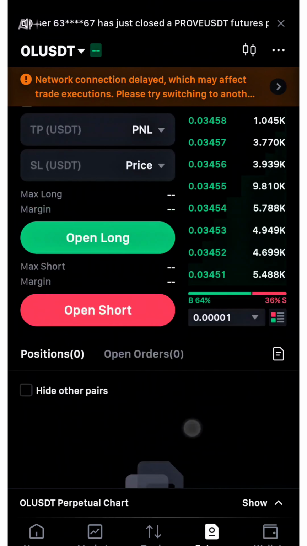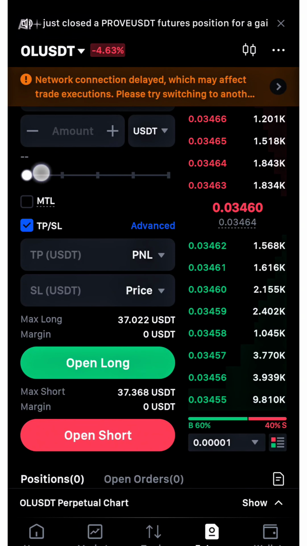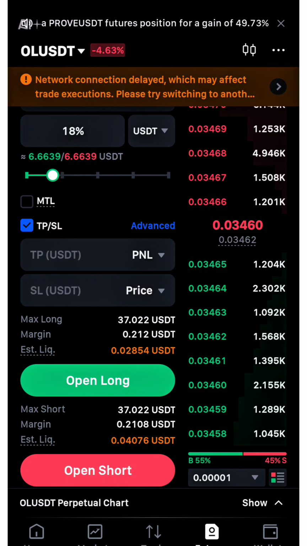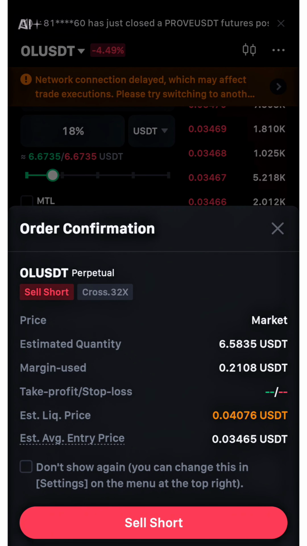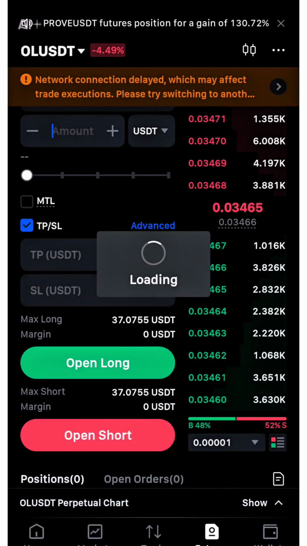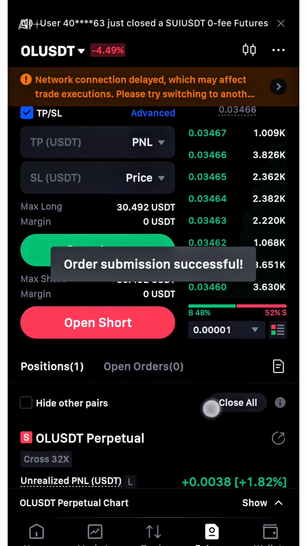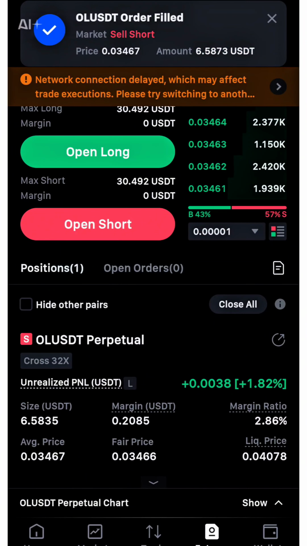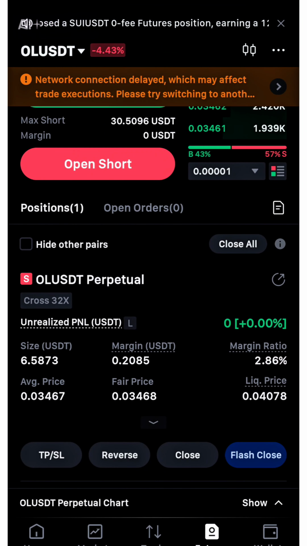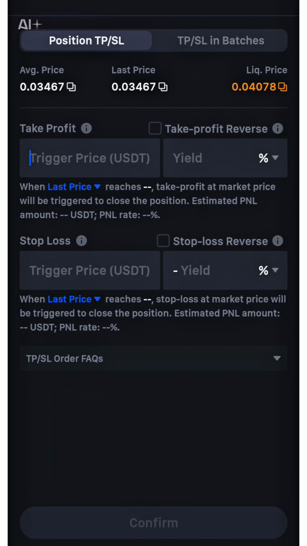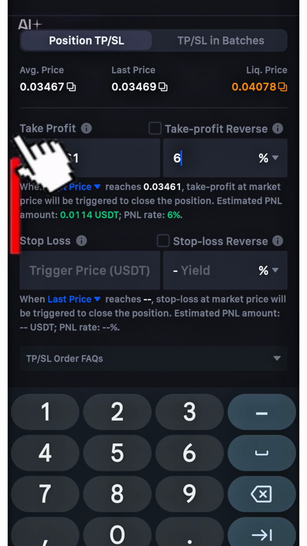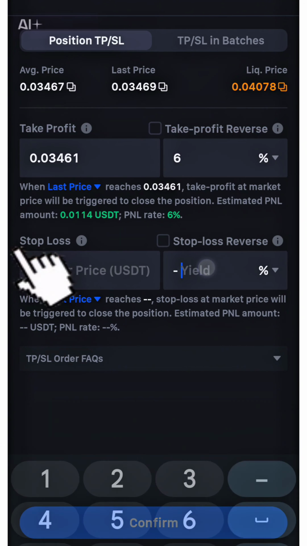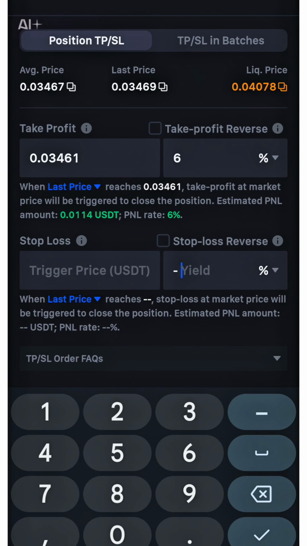So let me go ahead and open this sell trade over here. What I'm going to use is 18% of my account, and I'm going to open a short, using 32x leverage in the account. Let me go ahead and place the trade. You see, immediately I open the trade, I'm on profit. I'll go ahead and set my stop loss, that is the TP and SL level. Let me say I'm using 6%. If I use 6%, I'm going to risk 0.01% of my account, that is the take profit.